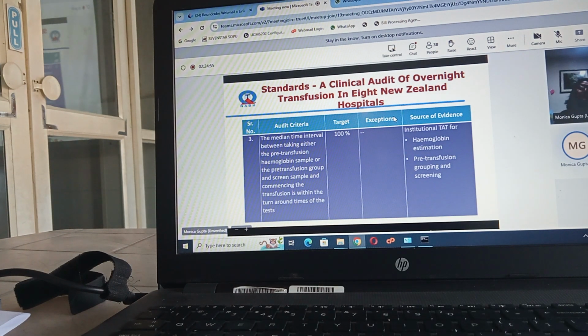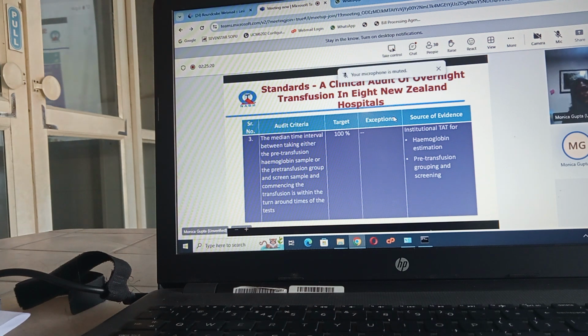Then the third standard is that the median time interval between taking either the pre-transfusion hemoglobin sample or the pre-transfusion group and screen sample and commencing the transfusion is within the turnaround time of the test. Target is 100%, exceptions none, and source of evidence is institutional policy. What is the turnaround time for hemoglobin estimation?